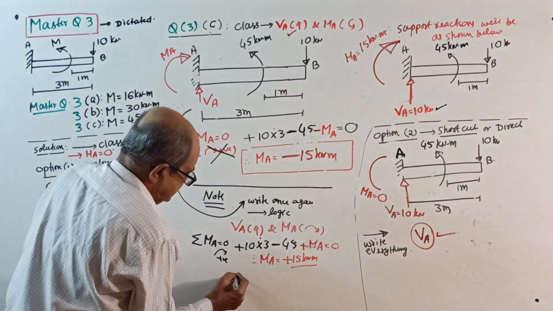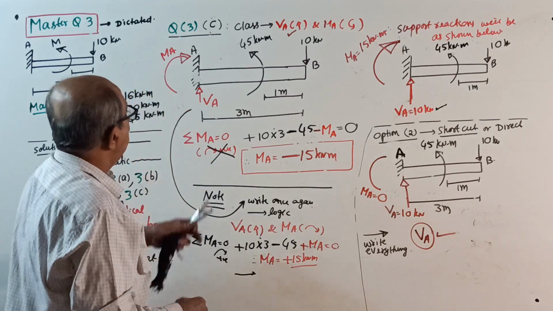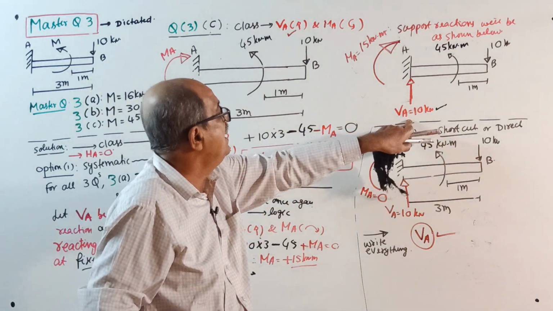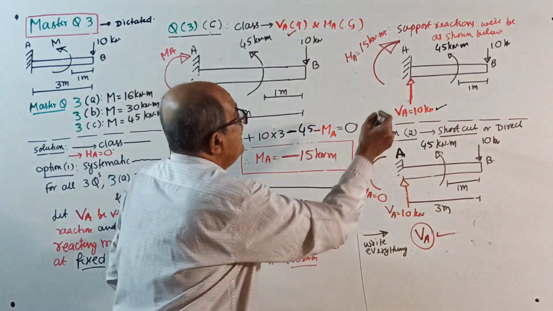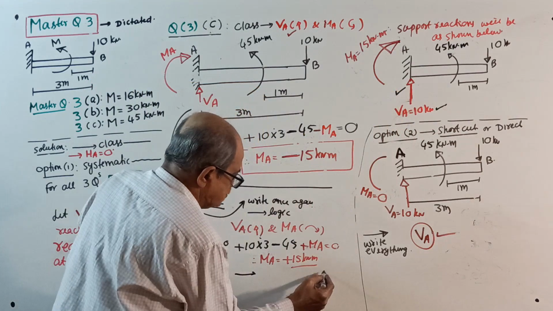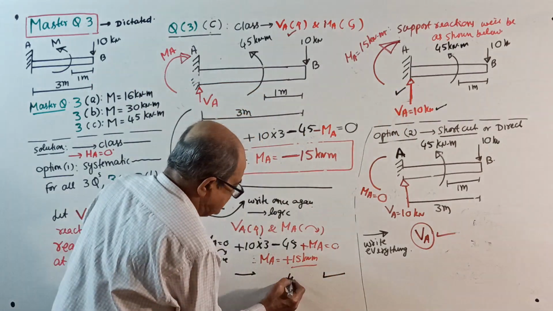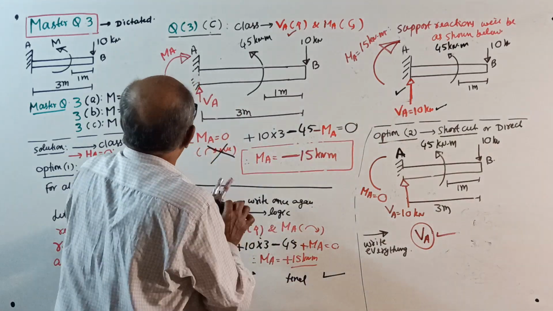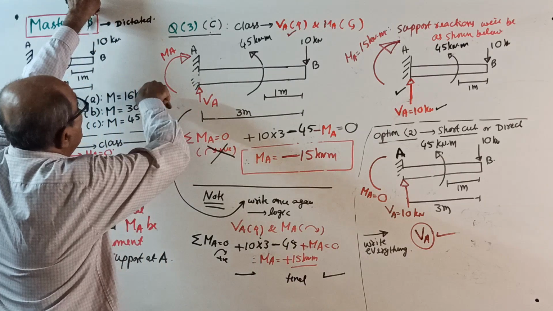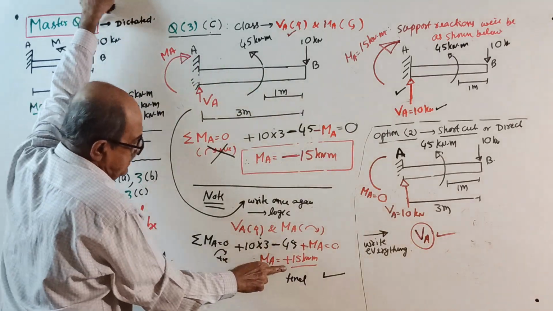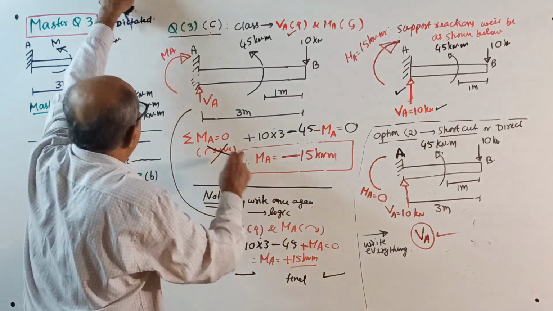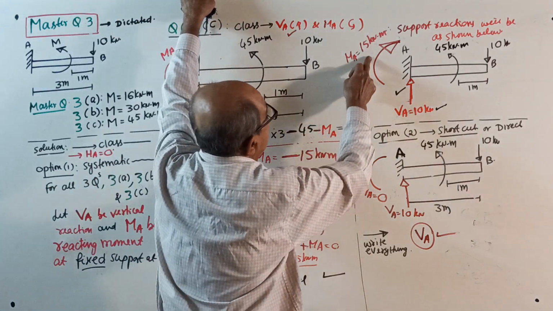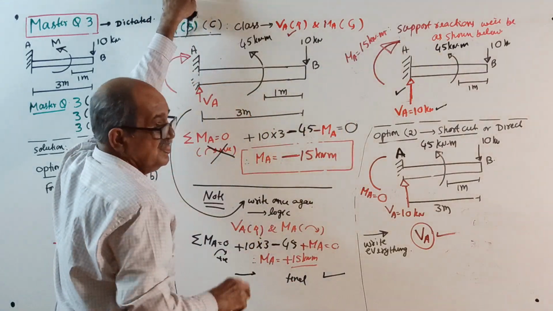Therefore, right now, we took VA upward. Answer came positive. Correct. VA is upward. Write this. Once again, write this sketch also here. Final answer also write once again. Let's put that sketch. Then, we considered MA to be clockwise. Yes, MA came plus. Positive sign means assumed direction is correct. Therefore, MA is clockwise. Enter here.